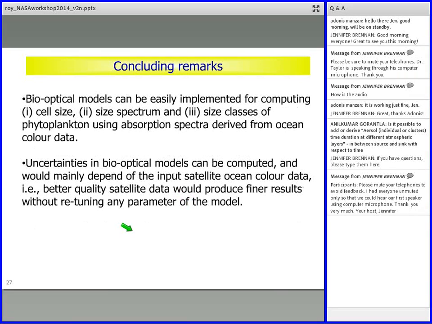And we have seen that bio-optical models can be easily implemented for computing cell size, size spectrum, and size classes of phytoplankton, of course using specific absorption spectra which can be derived from the ocean color, and the uncertainties in functional type estimation or any of those quantities would depend mainly on the input satellite ocean color. In other words, if we have better quality satellite data, that would produce finer results without retuning any of these parameters of the model.